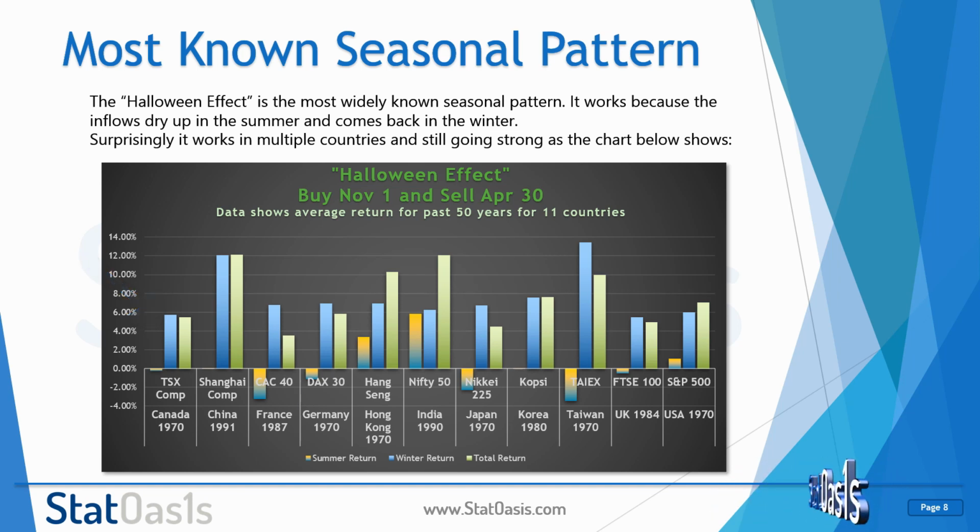April. And if you look at China, which is the Shanghai Composite, it's the same thing. And Korea is also the same, where all the returns come from the winter months. And then the other countries have some negative and some positive summer months. For example, France has negative summer months, while India has positive summer months and positive winter months.